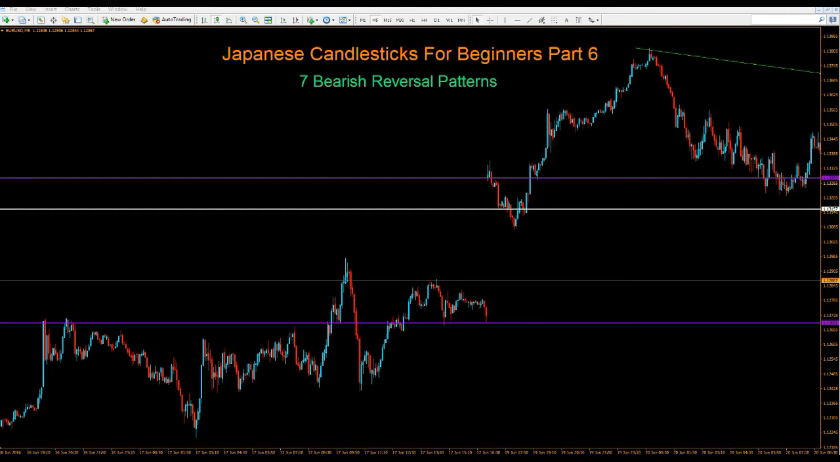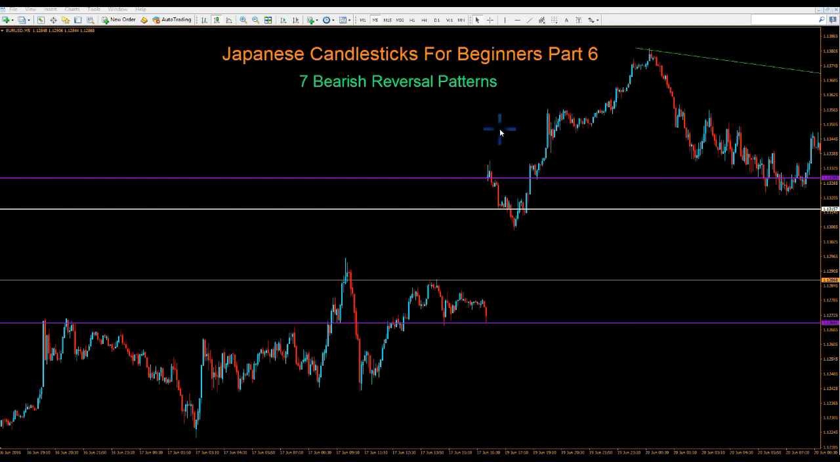Hey traders, this is Okana here, and this time it's Japanese Candlesticks for Beginners Part 6. 7 bearish reversal patterns to find and identify in an uptrend. So these are bearish reversal patterns, we want to look for them in an uptrend.